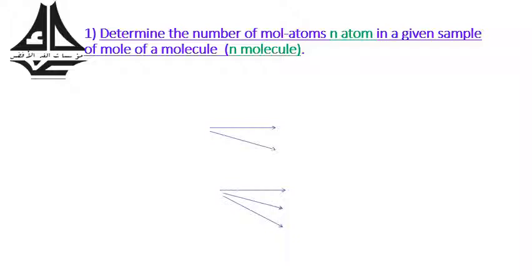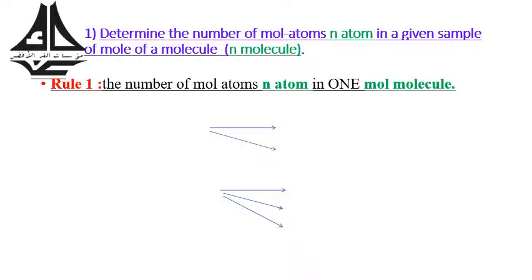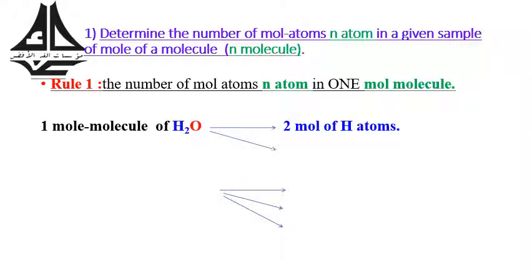Objective number 1. Determine the number of mole atoms, small n atom, in a given sample of mole of a molecule, small n of molecule. Rule number 1. The number of mole atom, n atom, in 1 mole of molecule is given by: 1 mole molecule of water, for example, contains 2 mole of H atom and 1 mole of O atom.